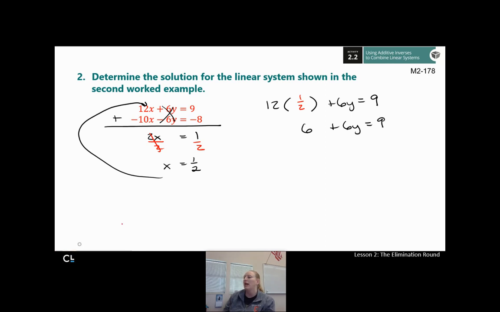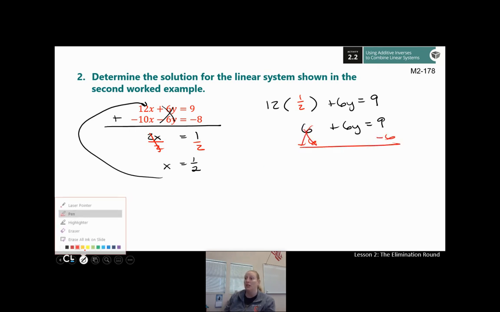Next step. Let's subtract 6 on both sides. Those cancel, which is why we did it, after all. We have 6y equals 3. Oh, we've got to divide both sides by 6. So that cancels again. That's why we did it.